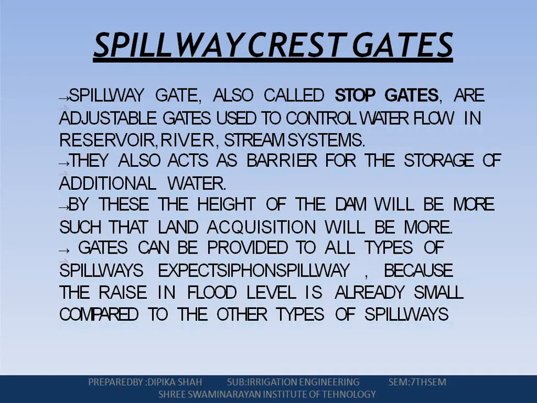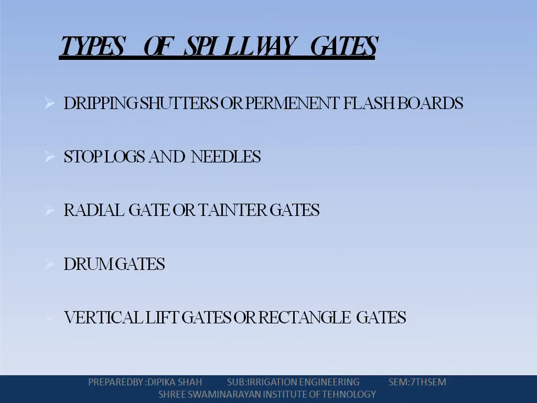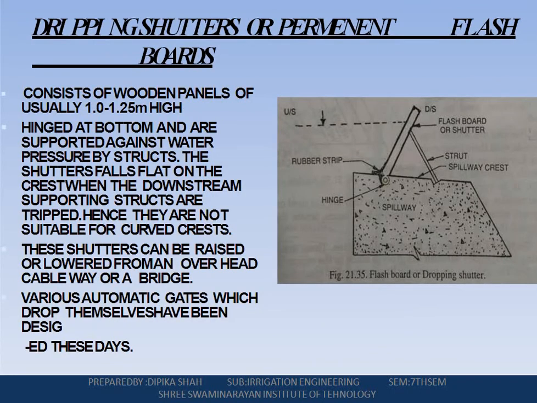There are some common types of gates used in a spillway. First is the dropping shutter or permanent flashboards. Second one is the stop logs and needles. Third one is the radial gate or tainter gates. Fourth one is drum gates, and vertical lift gates or rectangular gates. So let's see the dropping shutter or permanent flashboard.